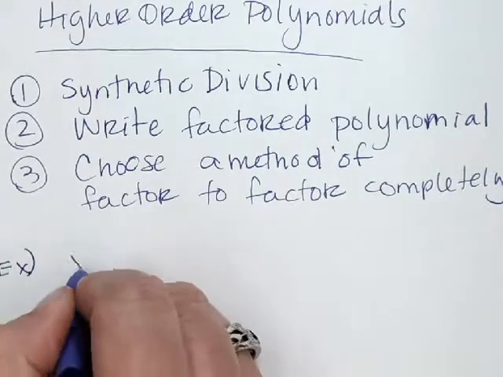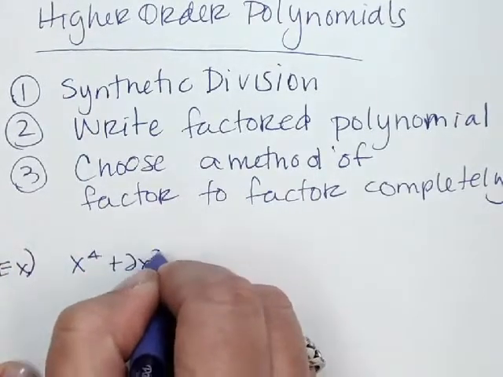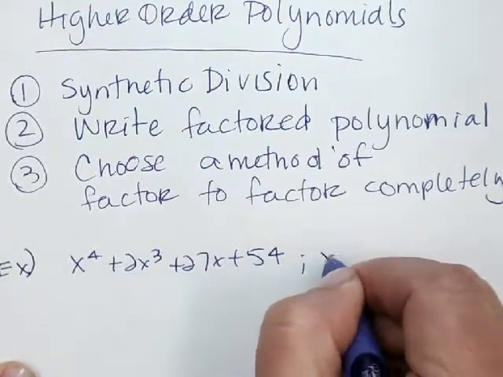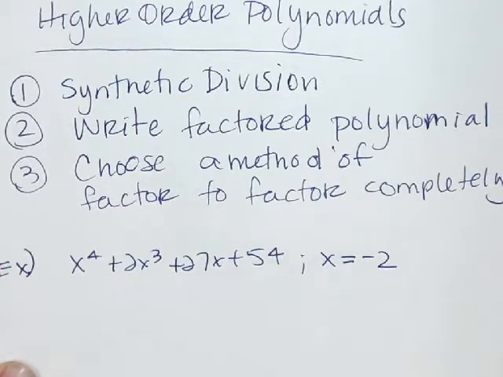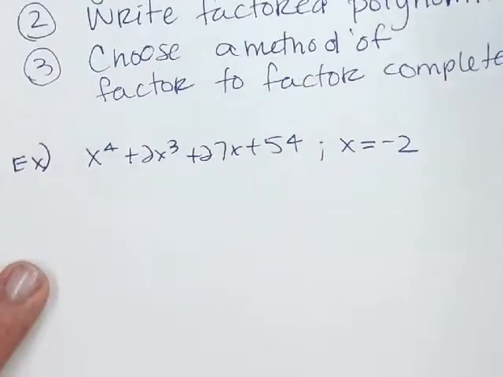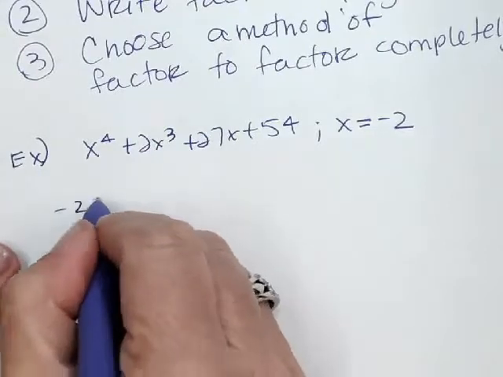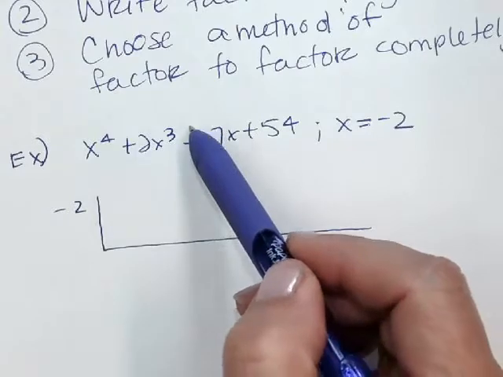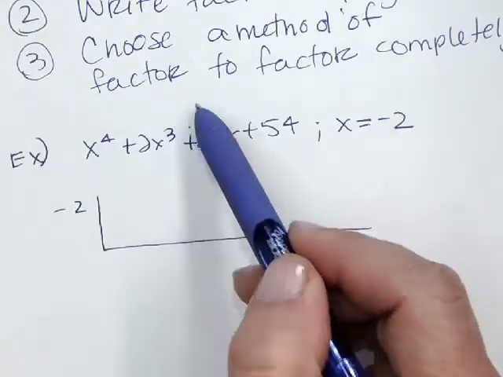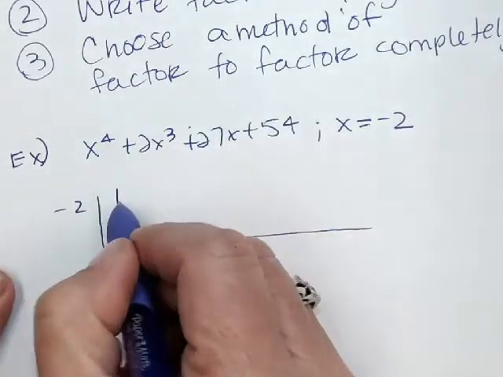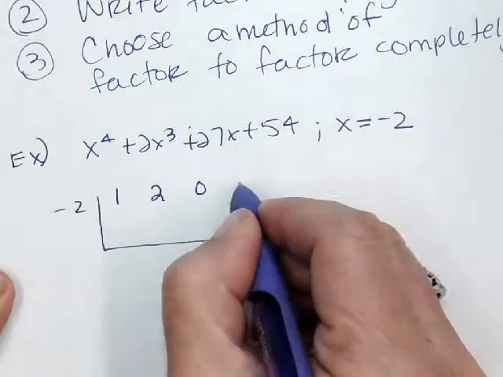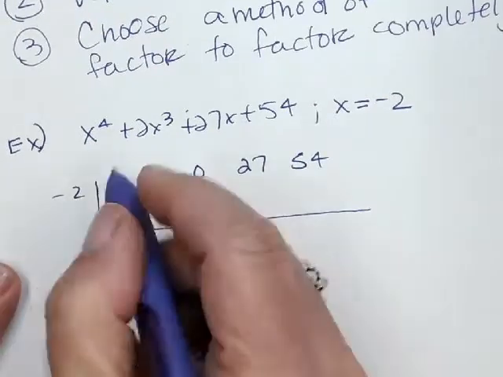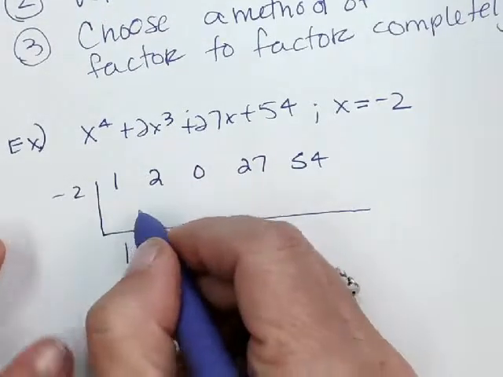I've got x to the fourth plus 2x cubed plus 27x plus 54, and x is equal to negative 2. So I'm going to do the synthetic division. This is the part that I think we all have down. Make sure that you count 4, 3, there's not a 2, so you need a 0. So 4, 3, 2, 1, and my constant. So 1x to the fourth, 2x cubed, 0x squared, 27x, and 54. Now you bring down the first term. I'm not going to talk my way through this. I'm just going to do it.